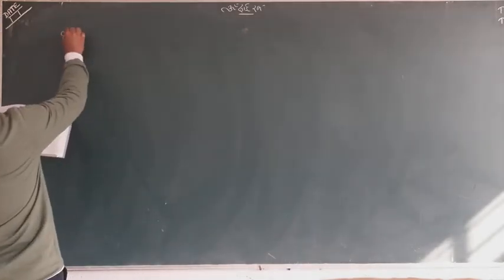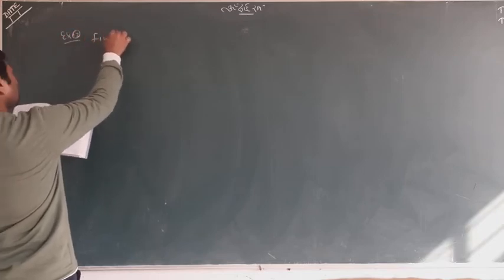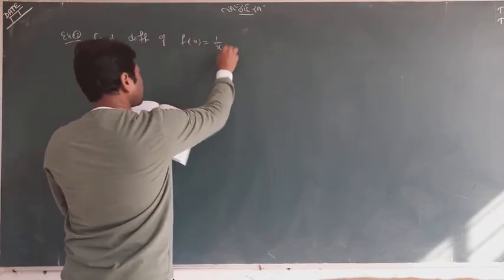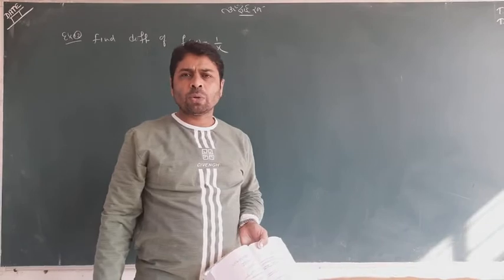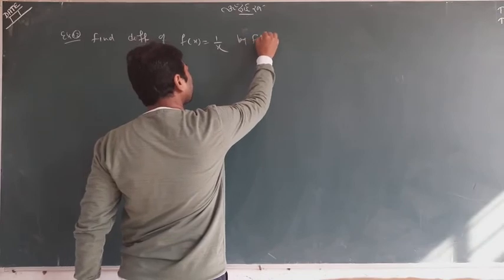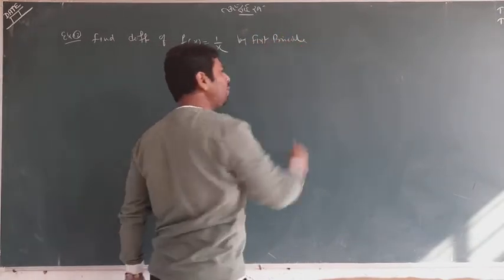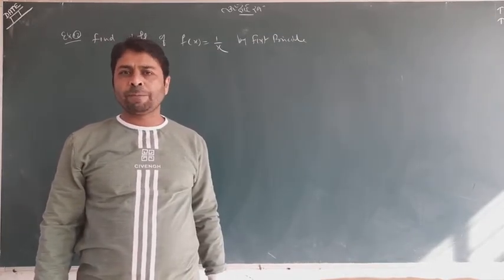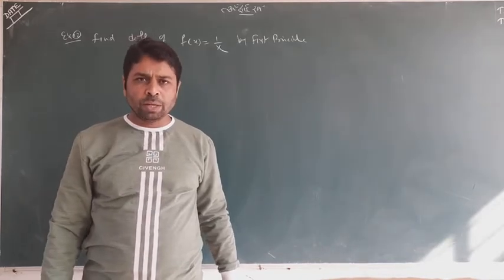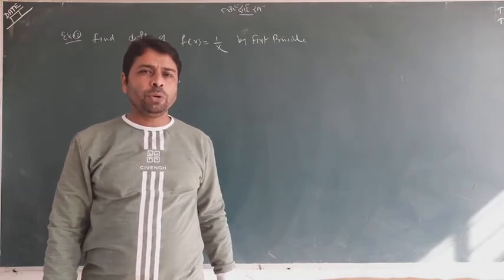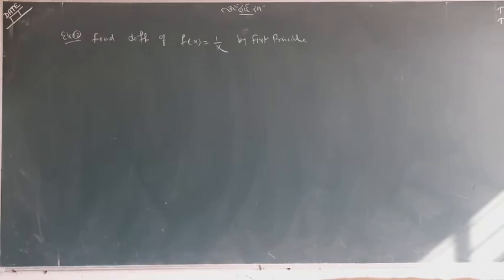Now see, suppose the question says, example number 12: find the differentiation of f of x equal to 1 by x. You may be thinking that we have already done this question, 1 by x. But if I write it by first principle, then the question is going to change. Because if it is told to use only the fundamental method, do the same as I did a few minutes back. I did the question 1 by x, but this time it is by first principle. So how can we do it?